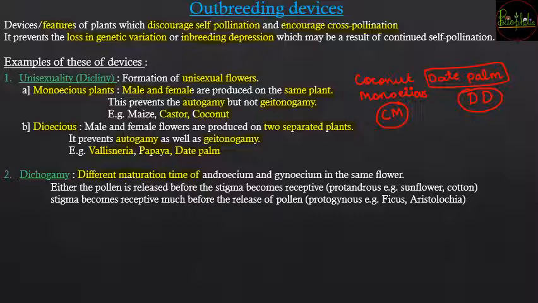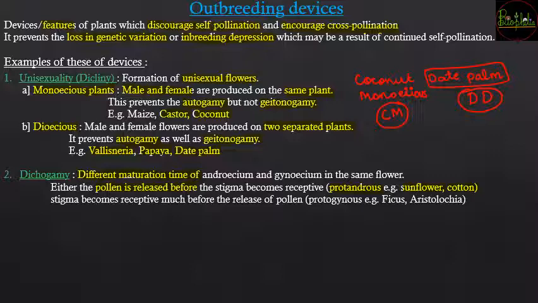So either if the pollen is released before the stigma becomes receptive, तो उसको बोलते हैं proto-androus condition, that can be seen in sunflower or in cotton. So proto-androus, proto यानी पहले, androus is the male part. So अगर male part पहले mature हो जाता है then that would be the proto-androus condition.